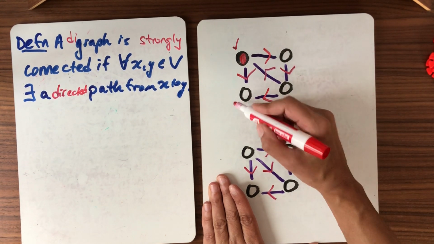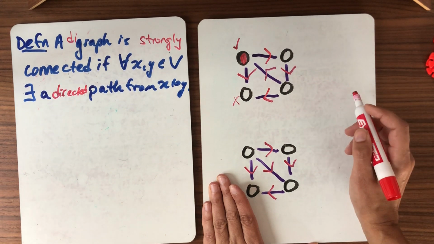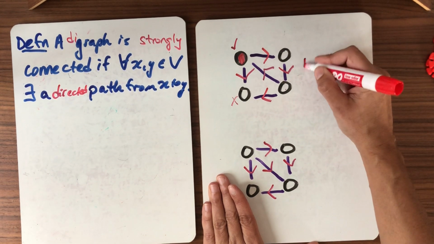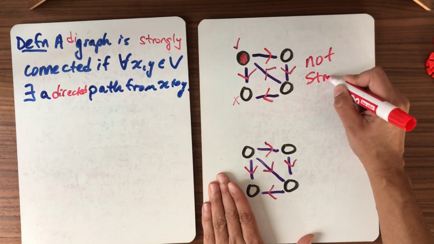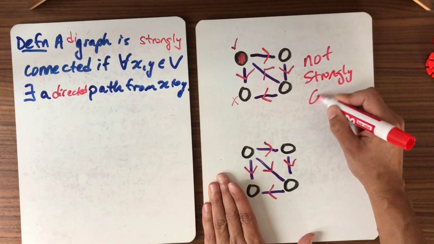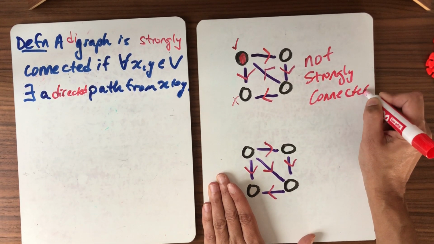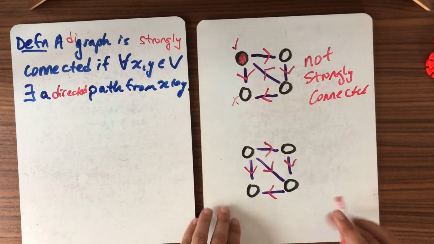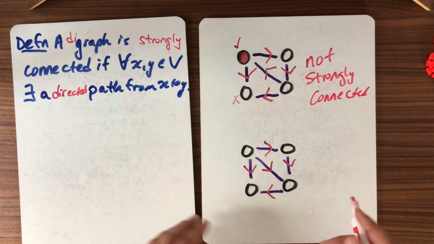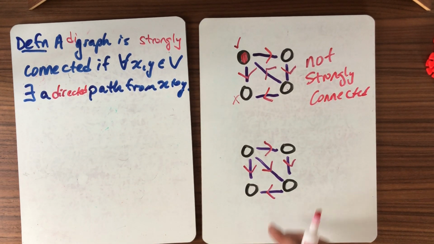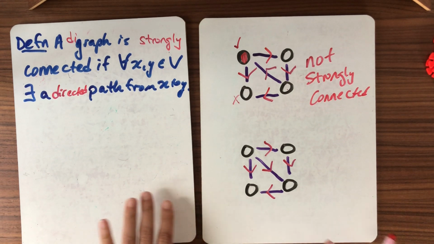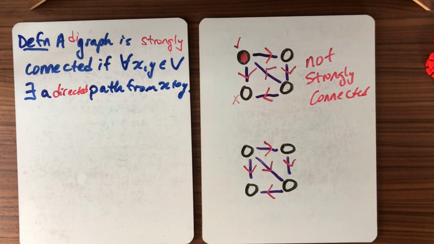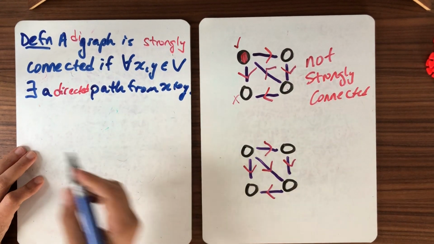If we're here, we are completely stuck. We can't get anywhere. So this is not strongly connected. So it's a connected graph, but it's not strongly connected. And then we can look at this guy. This one is, for the same reasons, not strongly connected. But if we flip some of these arrows, we can probably get it to be strongly connected. But I wanted to use that one for a different definition. So that's one thing. The notion of what it means to be connected is subtly different for a directed graph.